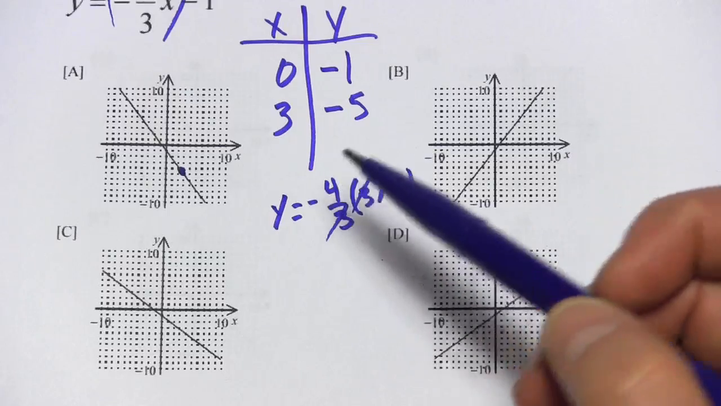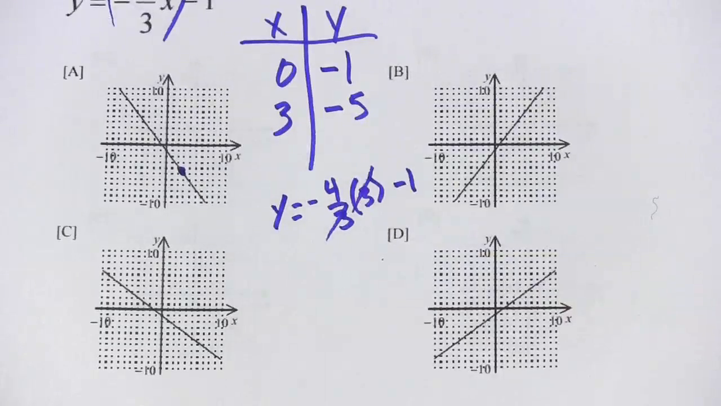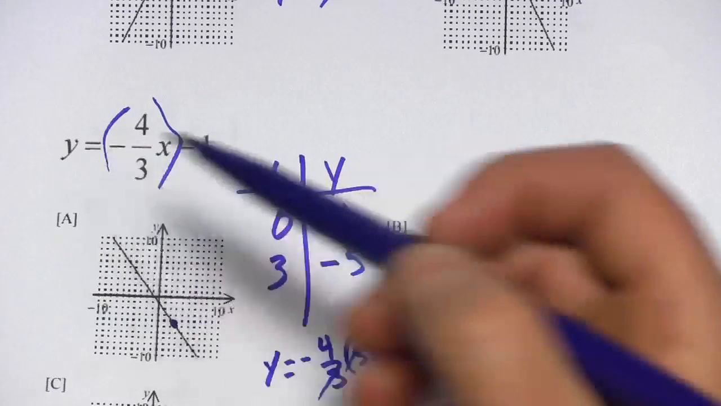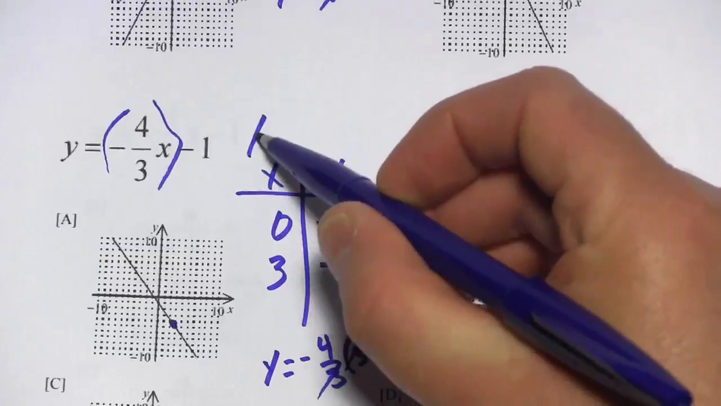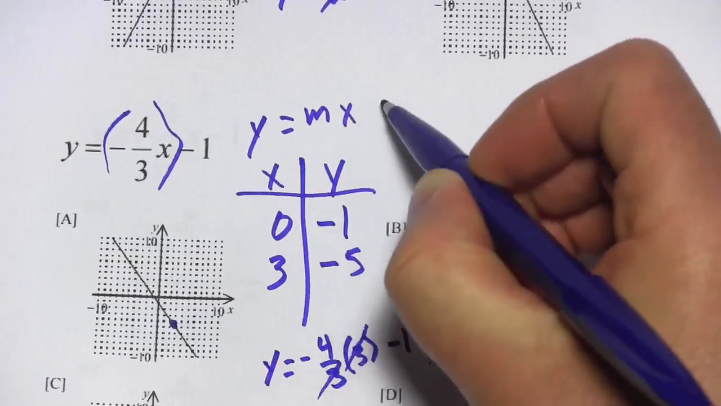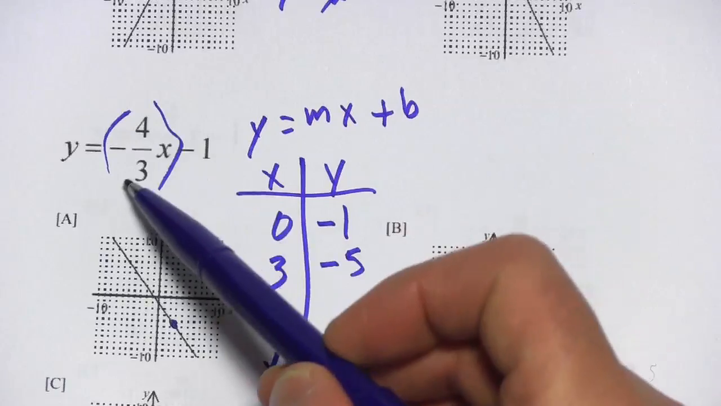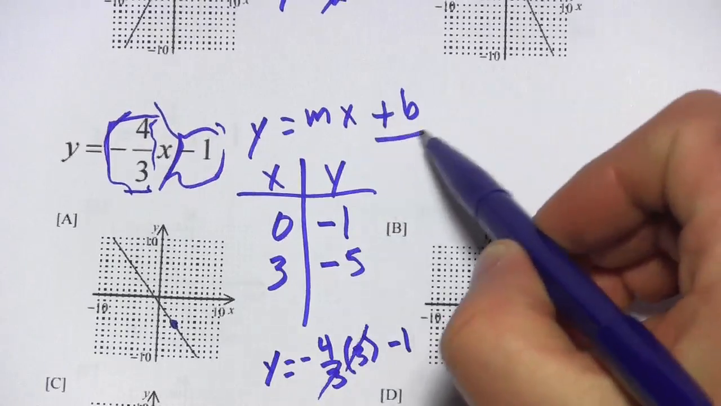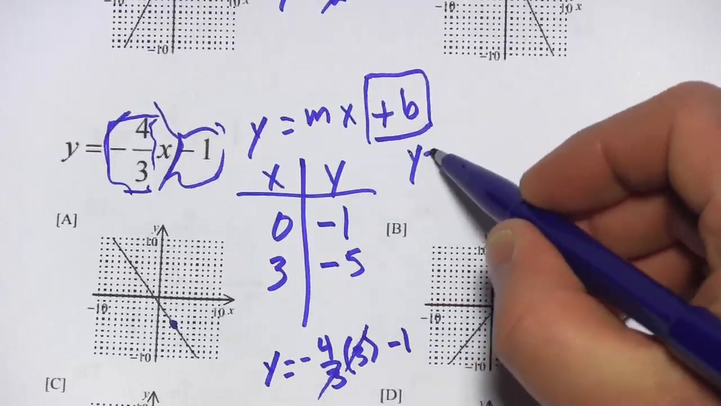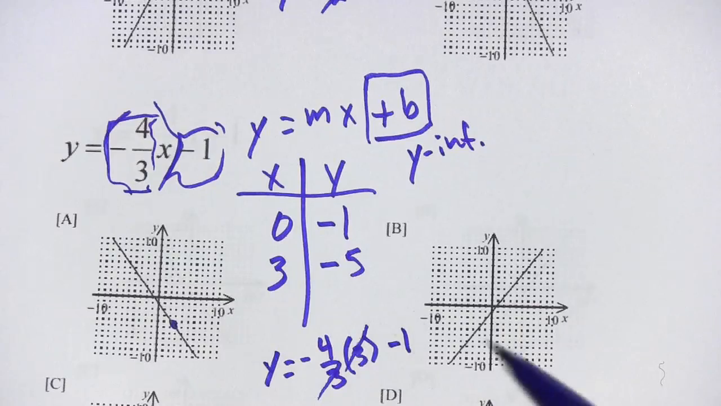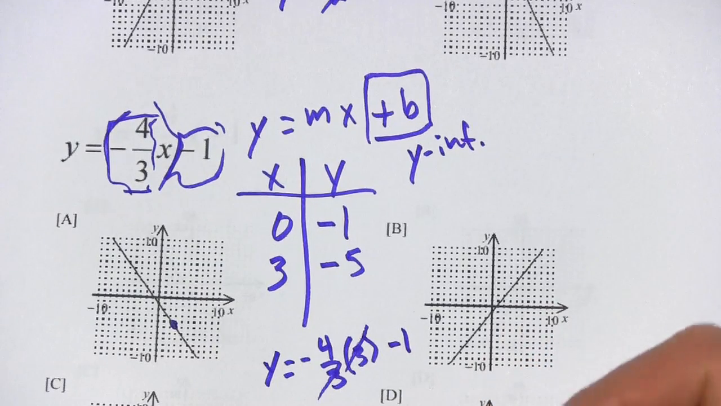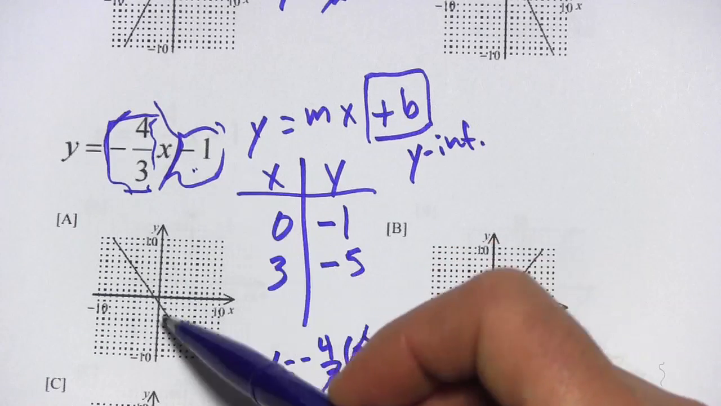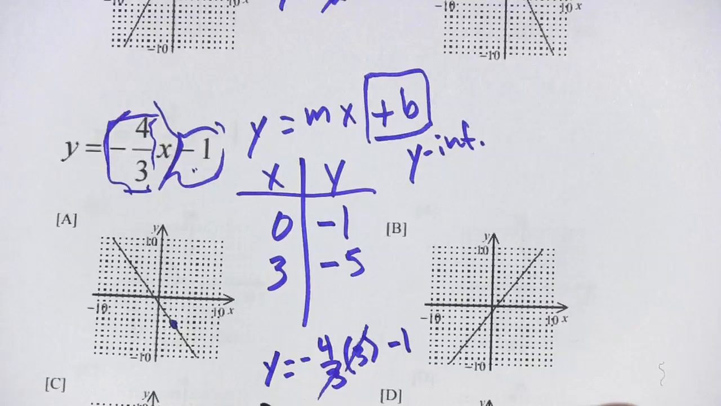Now, the shortcuts I was mentioning, these linear equations are written in the form of y equals mx plus b. So y equals m times x plus b. So there's some number times the x, and there's some number after the x. This plus b is always your y-intercept. That is, that's where it crosses the y-axis. So we came up with a y-intercept of negative 1 here. The line crosses the y-axis at negative 1.